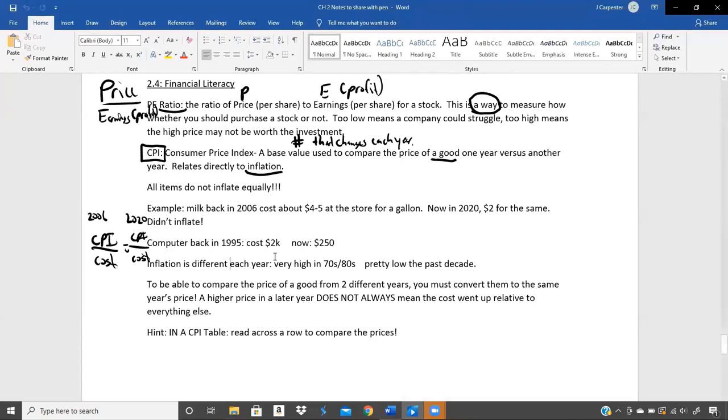So inflation is different every year. Sometimes inflation is 2%, sometimes it's 1.5%, sometimes it's 3.9%. Sometimes it's negative, which means deflation, which, as we've very lightly talked about, happens occasionally.